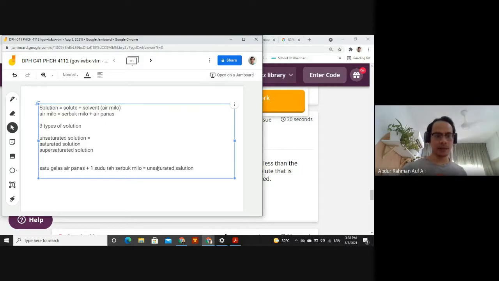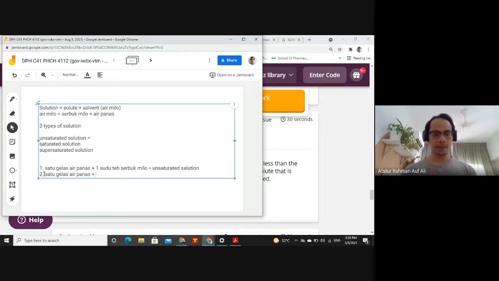Dalam satu gelas air ini, dalam contoh ni, dia ada sikit saja serbuk Milo, satu sudu teh saja. So it is unsaturated. Kita boleh tambah lagi. Okay, itu maksud unsaturated solution. Another type of solution adalah saturated. So the same satu gelas air panas.